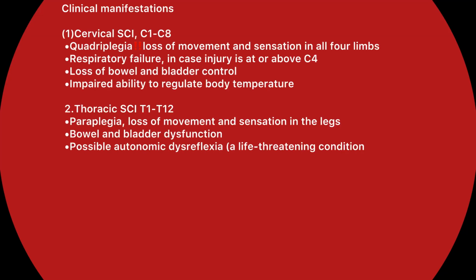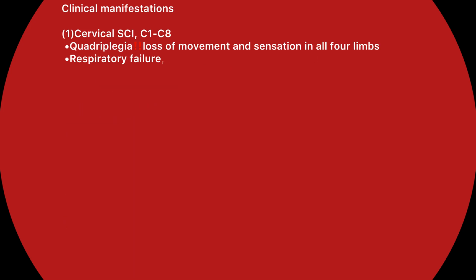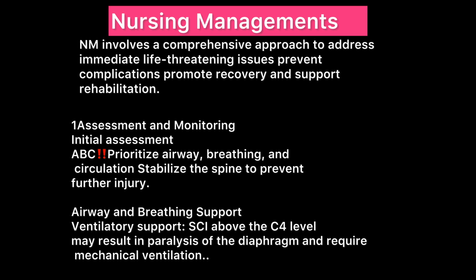The clinical manifestations depend upon the level of injury. If the injury is at the level of C1 to C8, it will lead to quadriplegia. In case of thoracic lumbar spinal cord injury from T1 to L5, it will lead to paraplegia plus weakness or loss of movement in the legs, hips, or loss of bowel and bladder function. And in case of sacral spinal cord injury, it will lead to loss of movement in legs, loss of bowel and bladder, and sexual function. Now let's go on to nursing management of the patient with spinal cord injury.